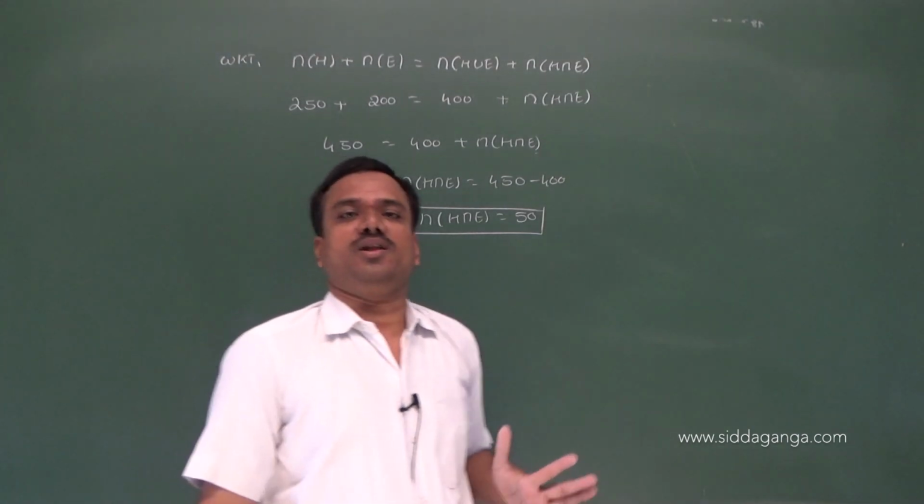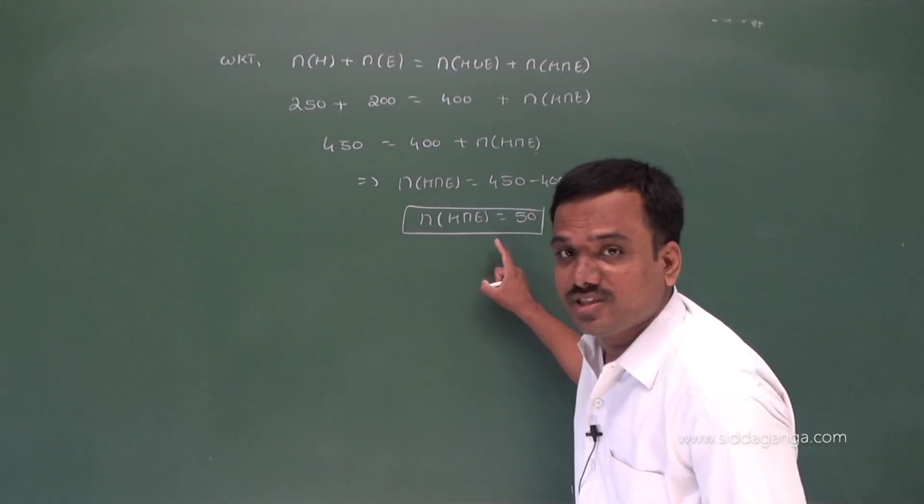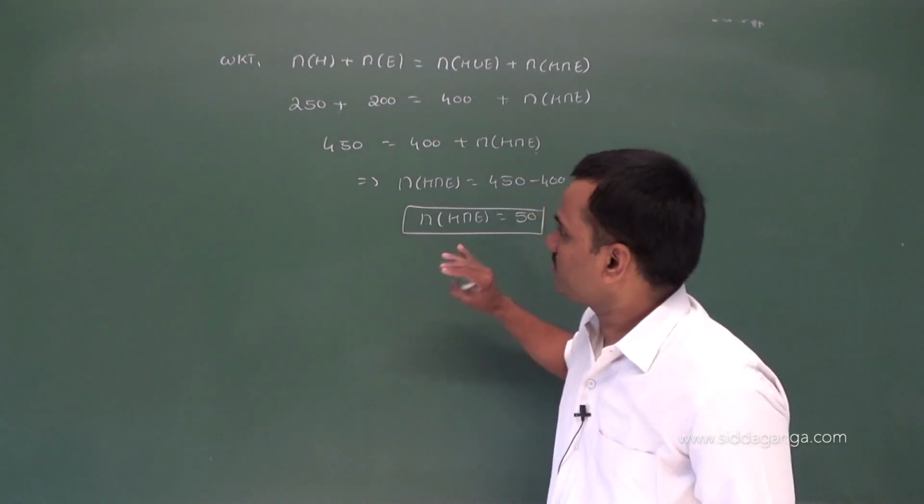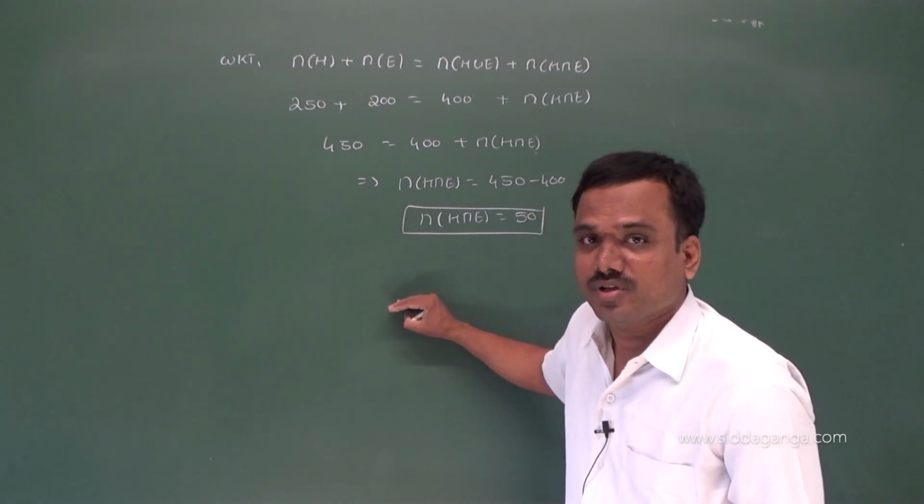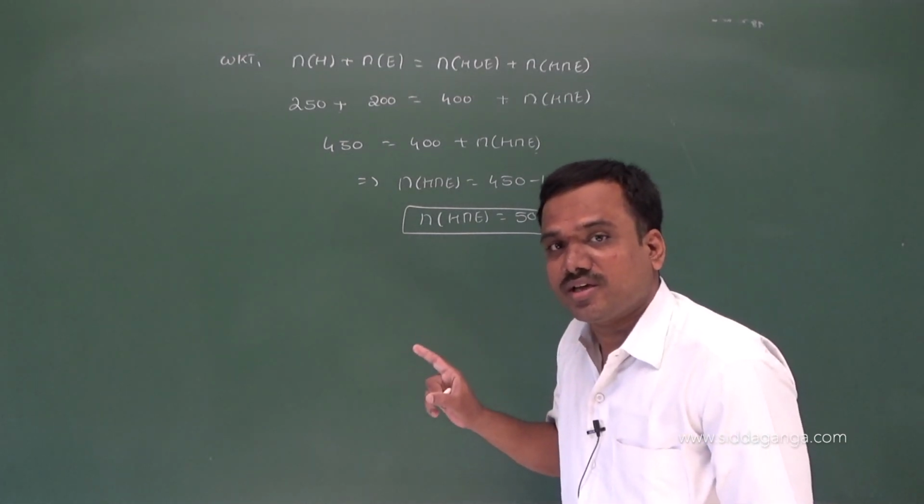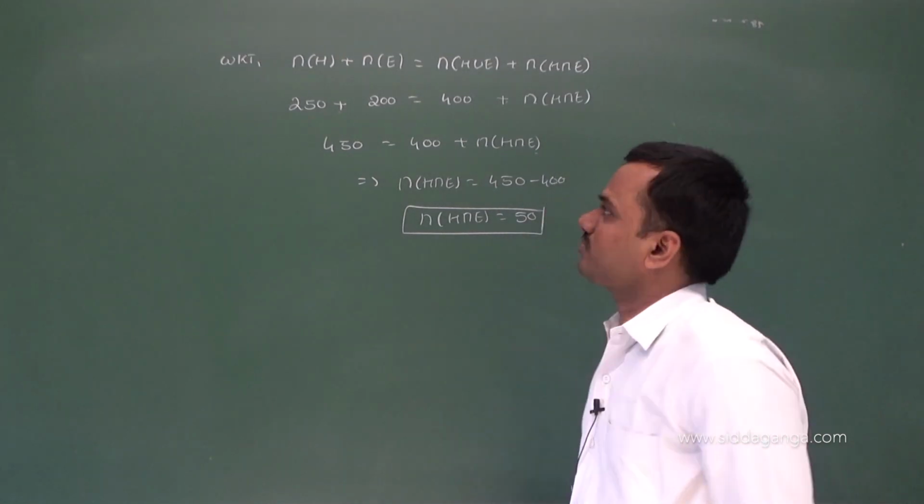50 people can speak both what? Hindi and English. Understand this problem? This is also a very important problem. Observe carefully. So 50 people can speak both Hindi and English. Next problem.